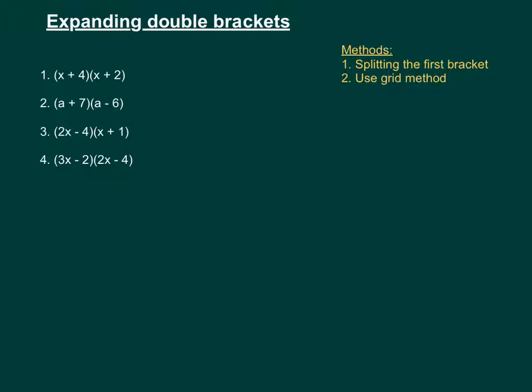The first one is a very basic double brackets expansion. There's no coefficient of x, and they're both positive. So if I split the first bracket for this one, we're going to have x outside of x plus 2, and then we've got plus 4 outside of x plus 2. Essentially we are splitting up this first bracket and putting each term outside of the second bracket.